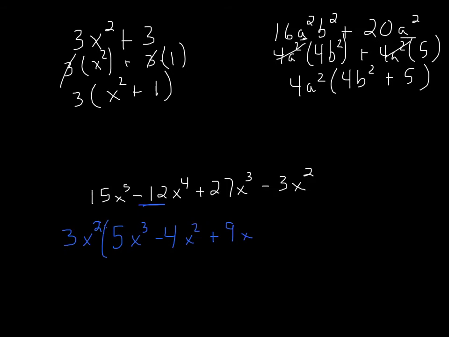And then finally in the last one, to get from 3 to 3, we just need 1. Oh, it's negative 3, so we need negative 1. And to get from x squared to x squared, that would be just a 1 also, so that's just going to leave it there. And that is the final answer.